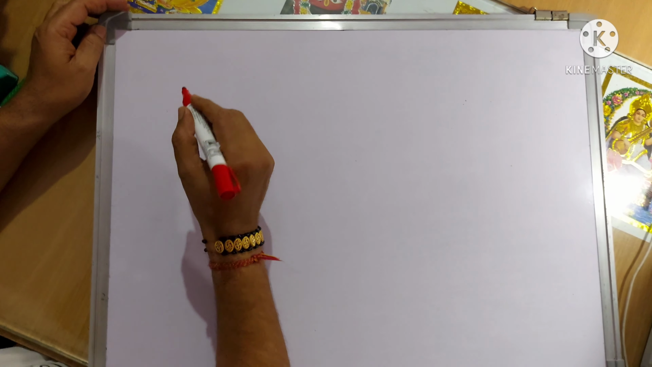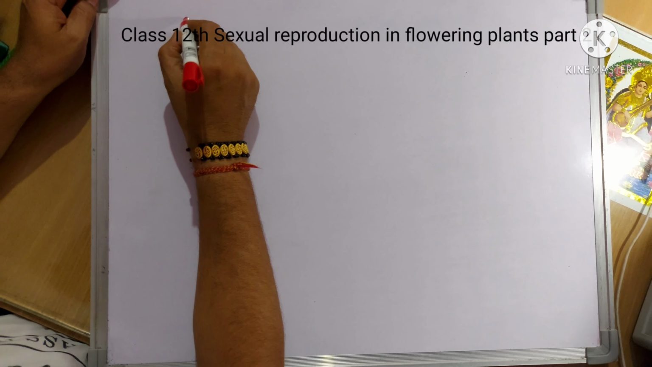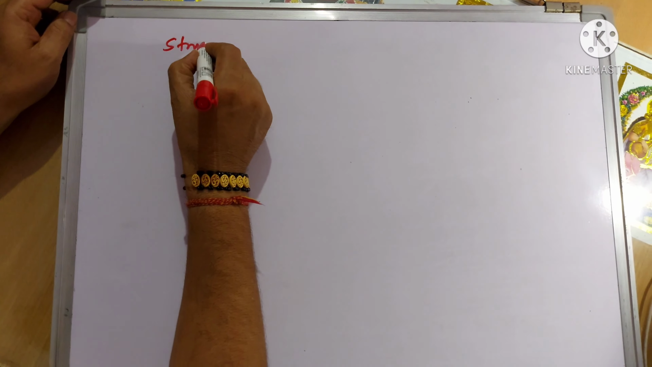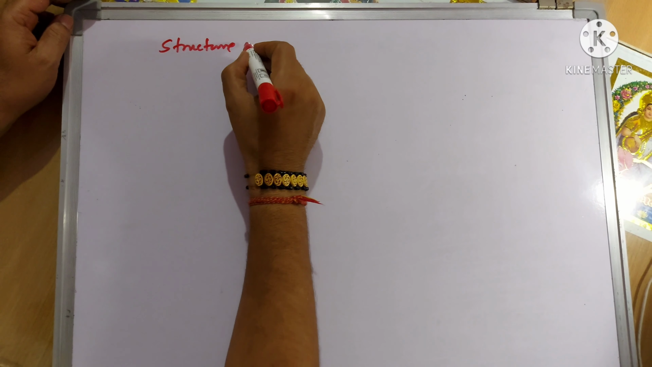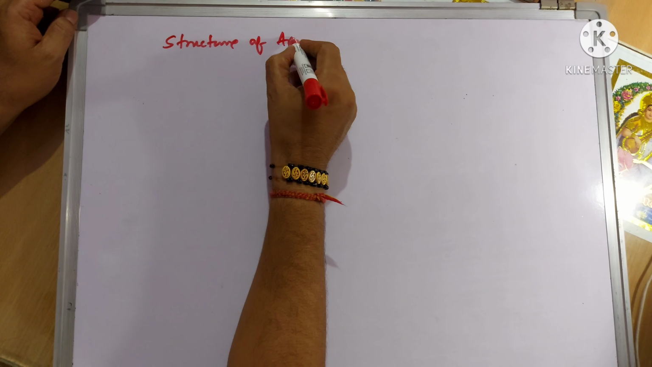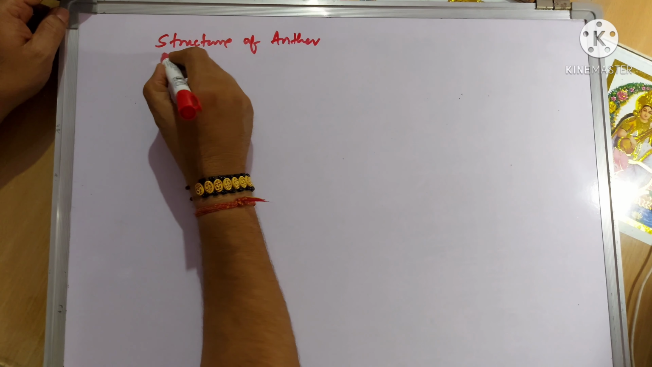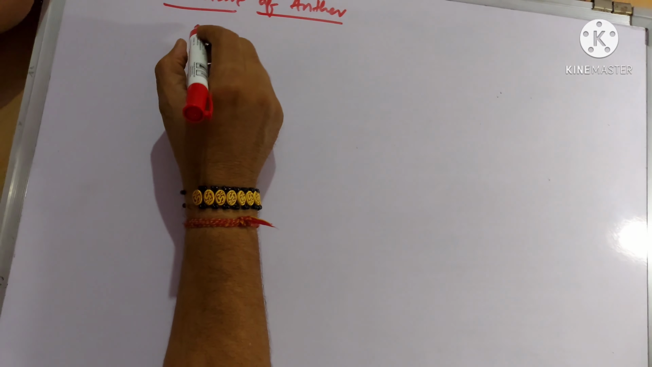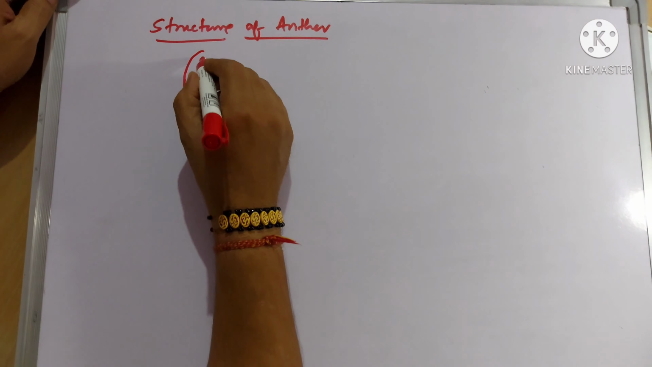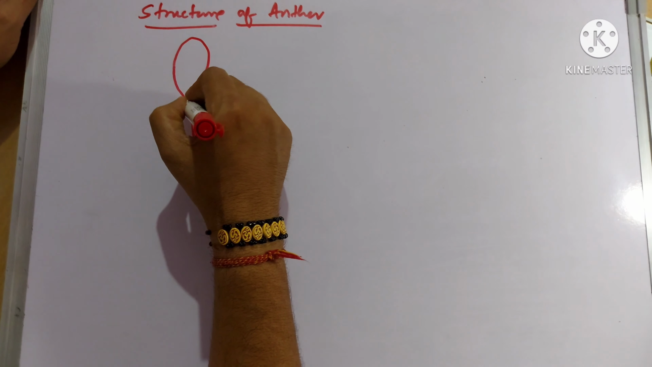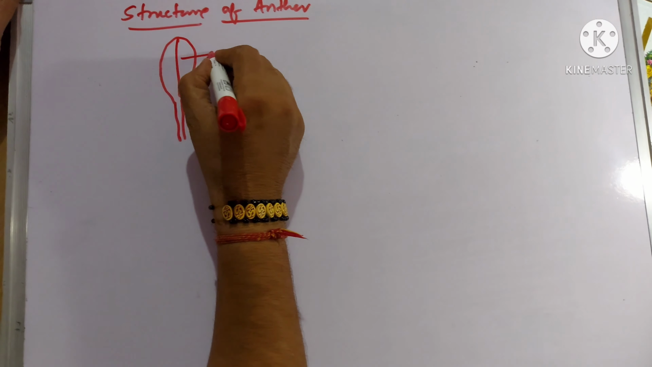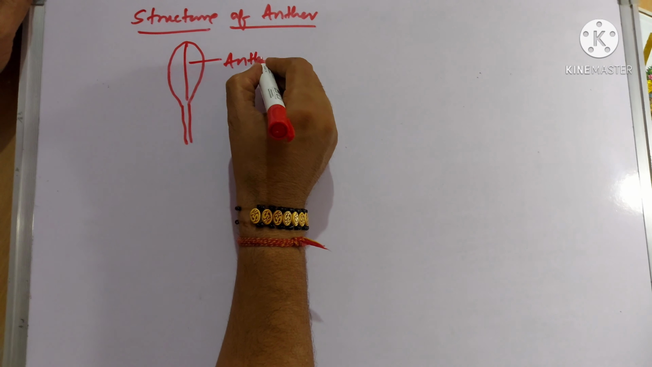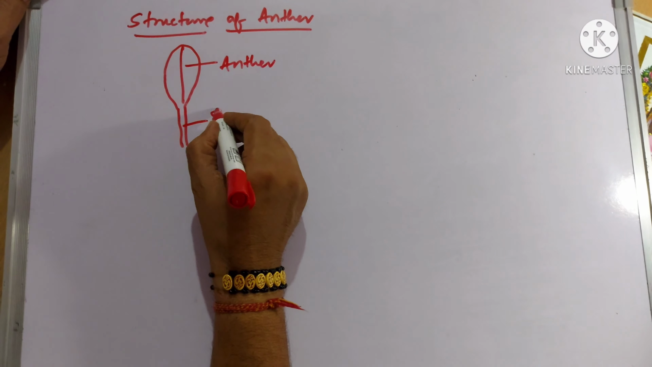Hello students, today we will discuss the structure of anther. I have already discussed the structure of stamen, which contains two parts, anther and filament.